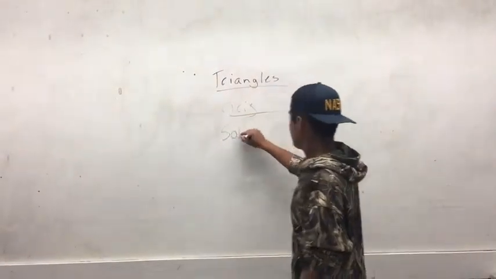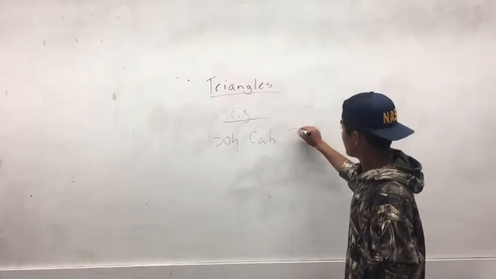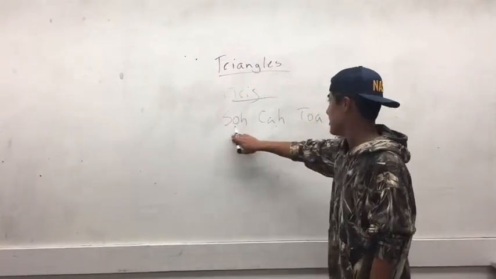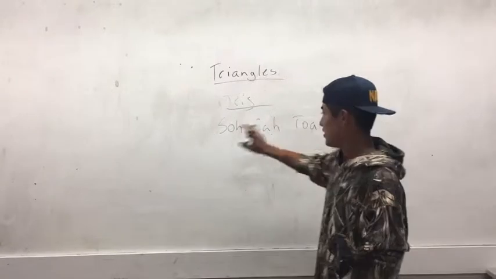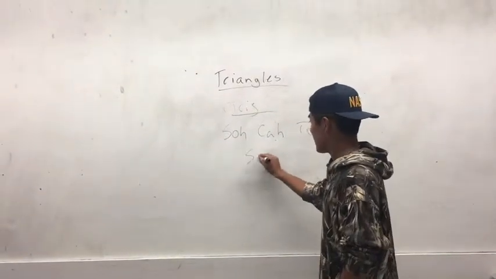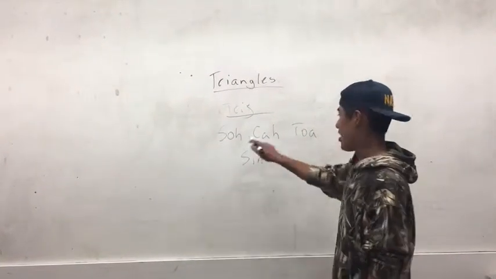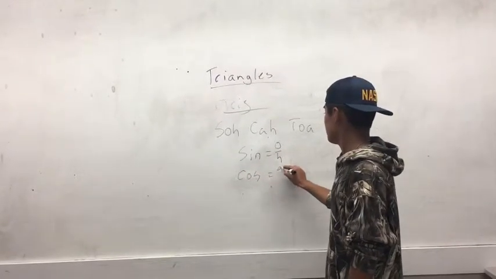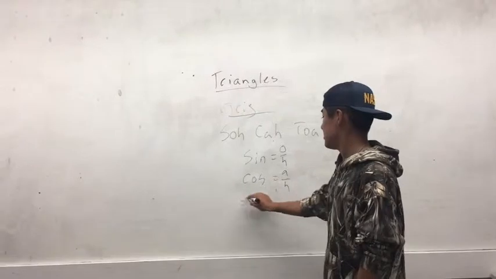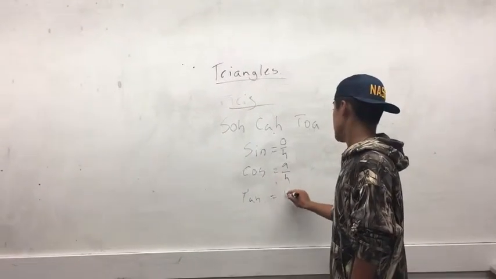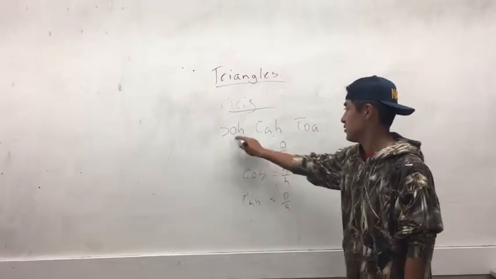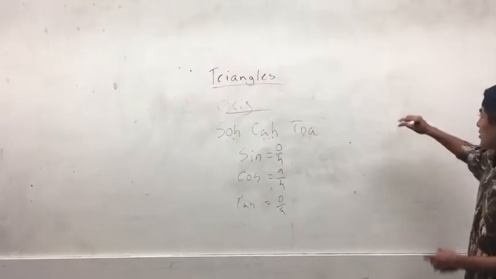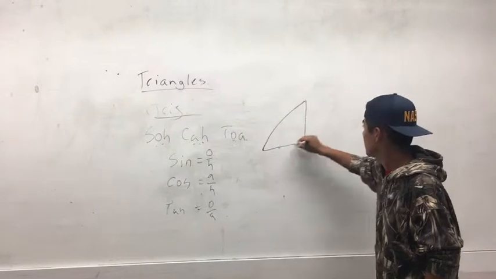It's SOH CAH TOA, right? Now, what this is, it's sine, cosine, and tangent. And this is very simple. Sine is opposite over hypotenuse. Cosine is adjacent over hypotenuse. And tangent is opposite over adjacent, just like SOH CAH TOA. Very simple. Alright, so let's do a little practice problem here.